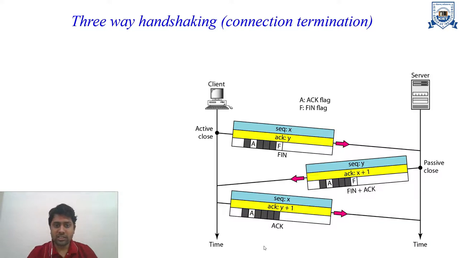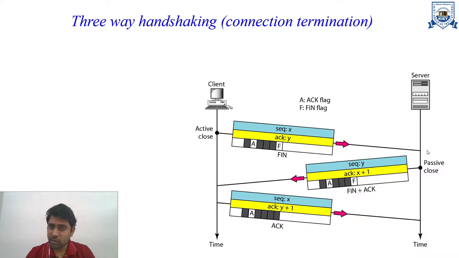So now you can see the client wants to disconnect the connection, so it will set the FIN bit as 1. Let's suppose the previous sequence was 1, and the new acknowledgement is whatever the value, let's suppose the previous value was y minus 1. So the client is ready to transmit the FIN command, so it will send it to the server.